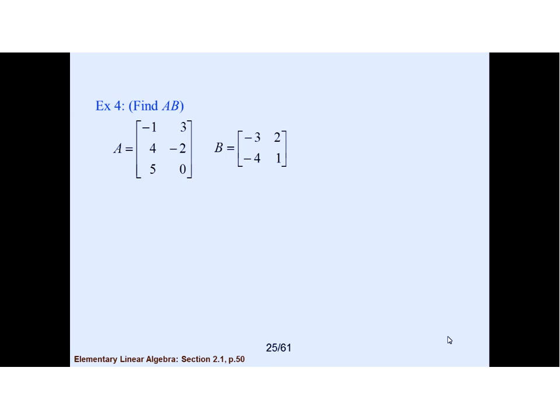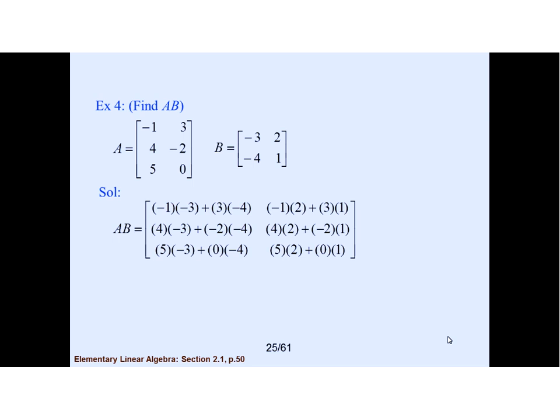Now the next question is an example to find AB. How can we multiply these two matrices if two matrices are given? Again, first of all we multiply the first row and first column, and again the first row and second column, then again the same procedure. This is the procedure as I told you in the previous slide. With the help of this procedure, I can multiply these two matrices, and we get this answer.